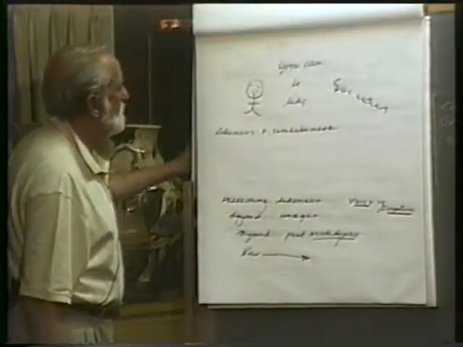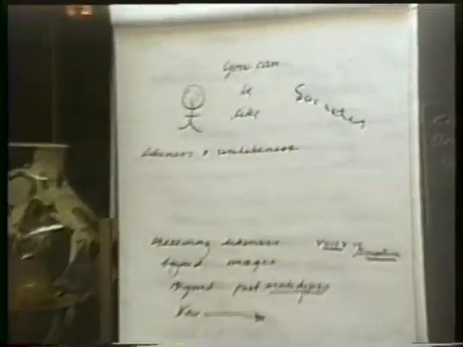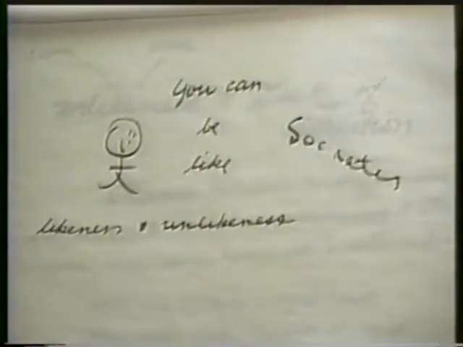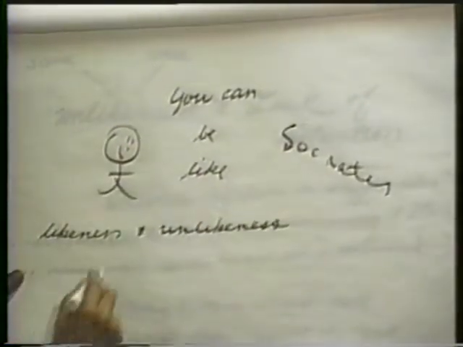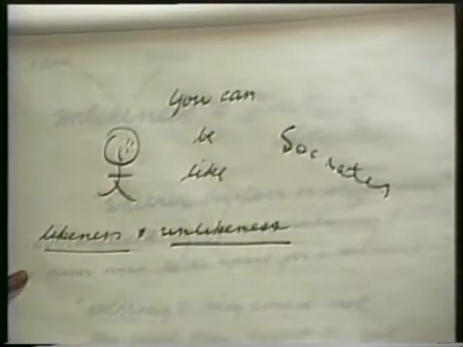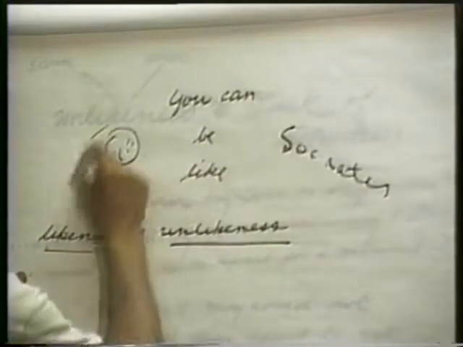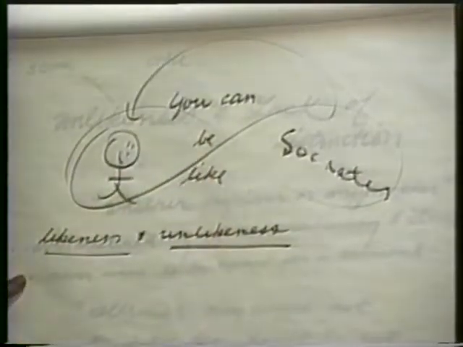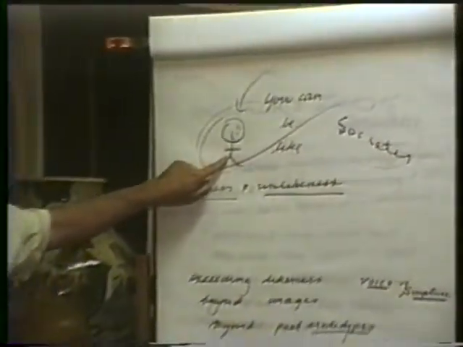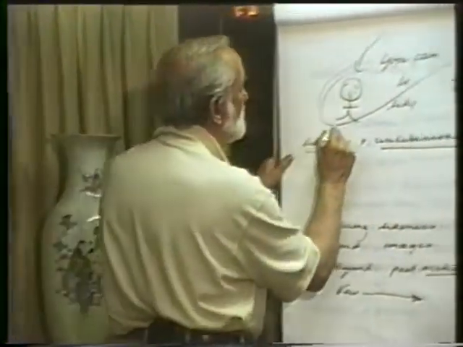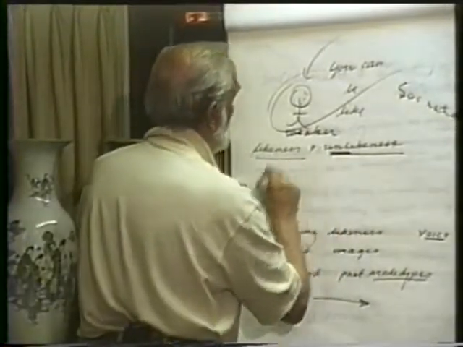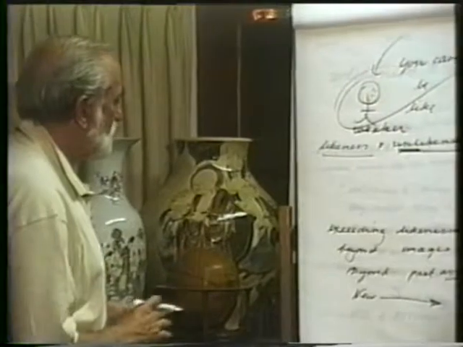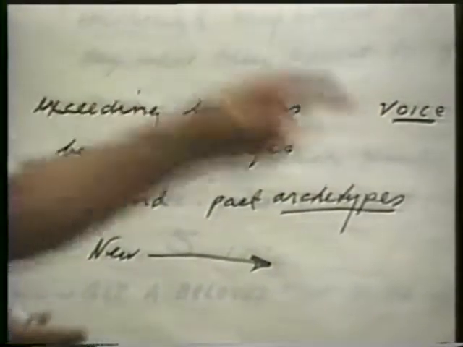Now look here. Let's try this now, see if we can pull some things together. Here's a very interesting point. You can be like Socrates. There can be likenesses and unlikenesses. But because you can be like Socrates, does that mean Socrates is going to be like you? Because this is the weaker side. This is the weaker side. The less. It's the unlike. Therefore, what happens when you find that there is an exceeding likeness, such as we have here?